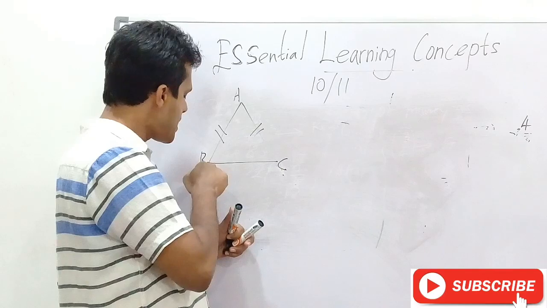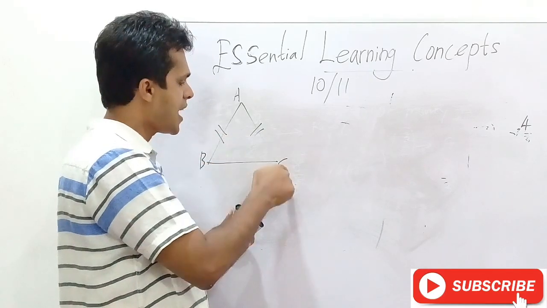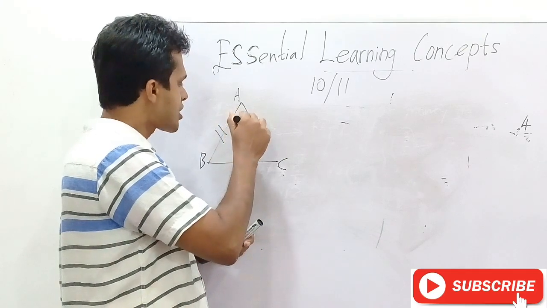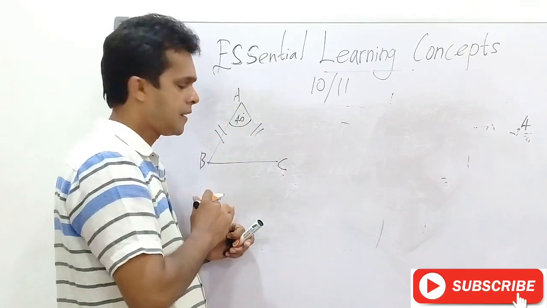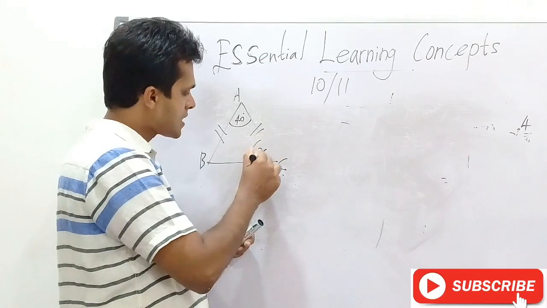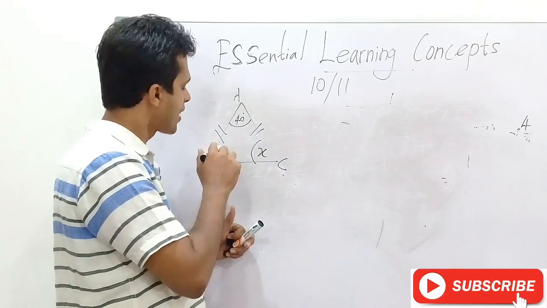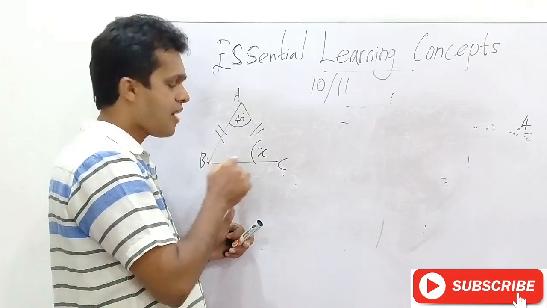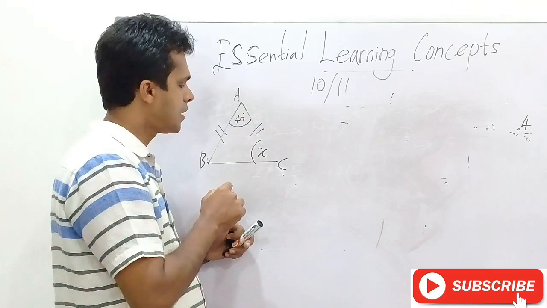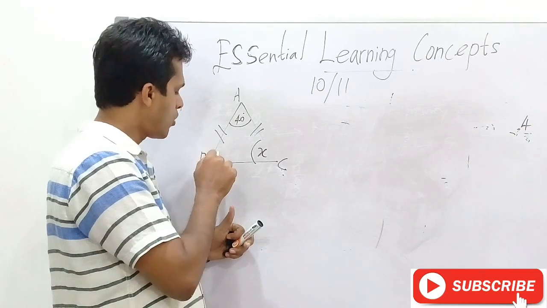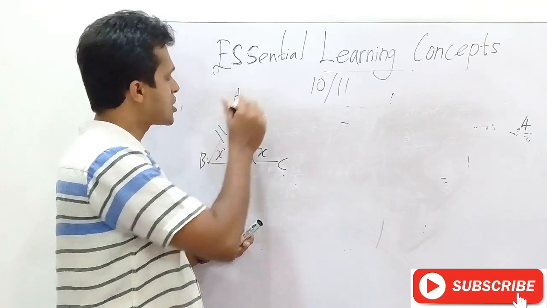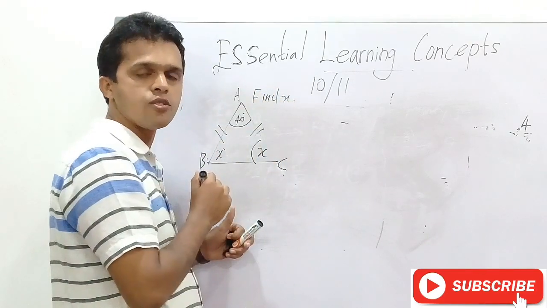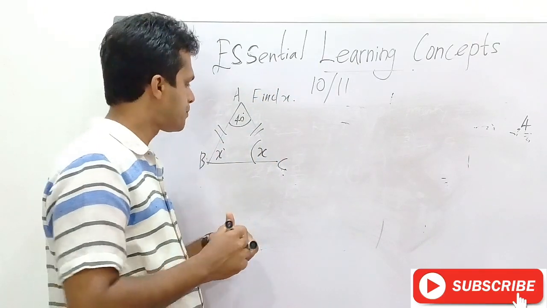The side AB is equal to the side AC. This angle is 40 degrees. Given that this is x degrees, can you imagine the value of the angle ABC? ABC is also x degrees. The question is, find x. You have to find the value of x.